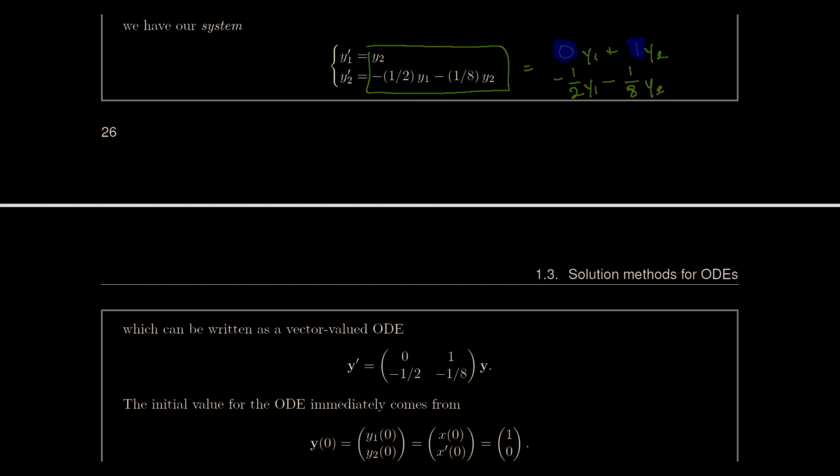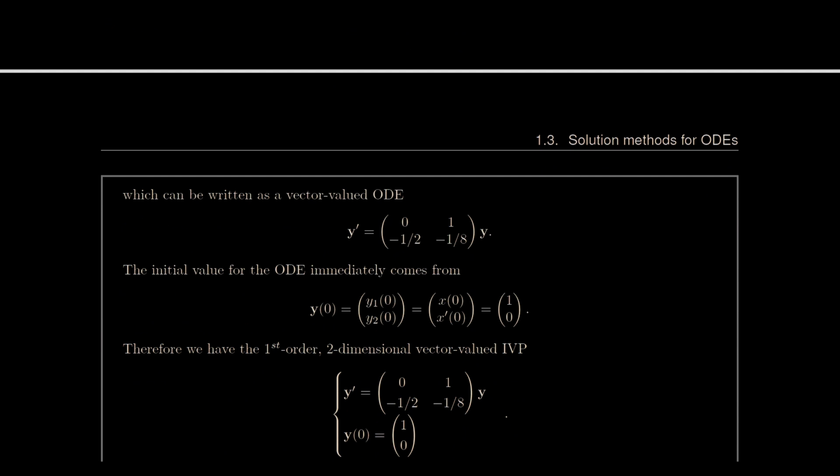Coefficients of 0, 1, negative 1/2, negative 1/8. That's where the matrix comes from: 0, 1, negative 1/2, negative 1/8. So you can extract the matrix by looking at the coefficients. And now we have a matrix vector ODE. And these are actually really easy to solve. We're going to see why they're easy to solve in the next section.